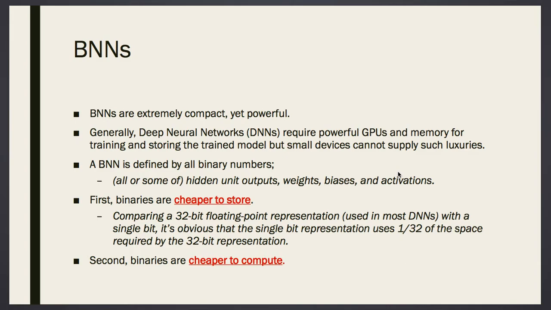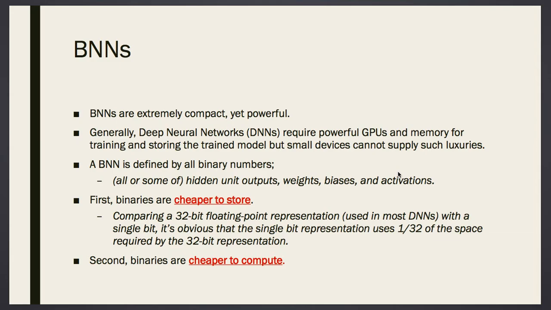In the hidden outputs, weights, biases, activations, everywhere. That's why they are cheaper to store. Our memory requirements for deep neural networks, when we use binarized neural networks, BNNs, will be much, much lower. Comparing it to a single precision floating point representation, widely used in DNNs and GPUs, you're representing them in a single bit. So from 32 bit single to 1 bit, you are getting 32 times efficiency in memory only.